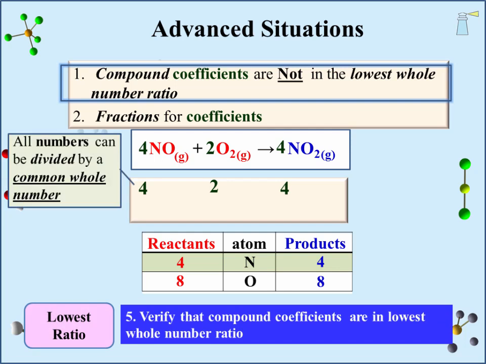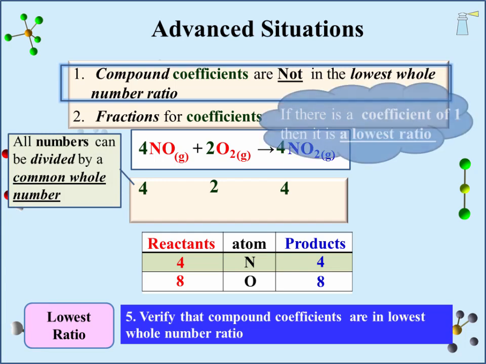All numbers can be divided by a common whole number. There is no shortcut to making that determination. It's just some math that has to be done. Unless there's a coefficient of 1. Any ratio that contains a 1 is the lowest whole number ratio. That's not the case here.